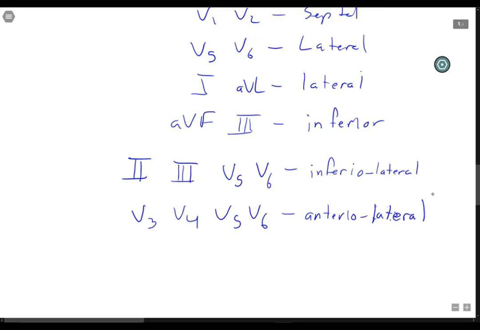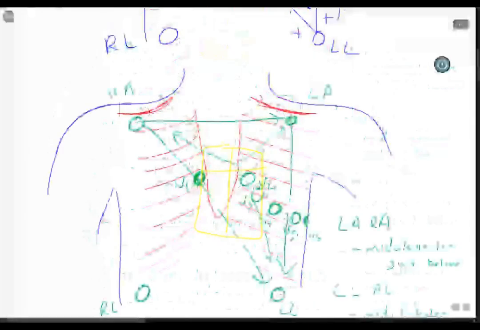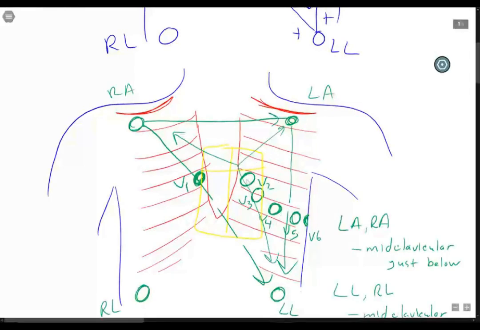I'm going too quickly here. Anterior-lateral ST depression. So these precordial leads give us 6 more additional views of the heart and actually give us a little more information about what's going on, especially on the lateral side.